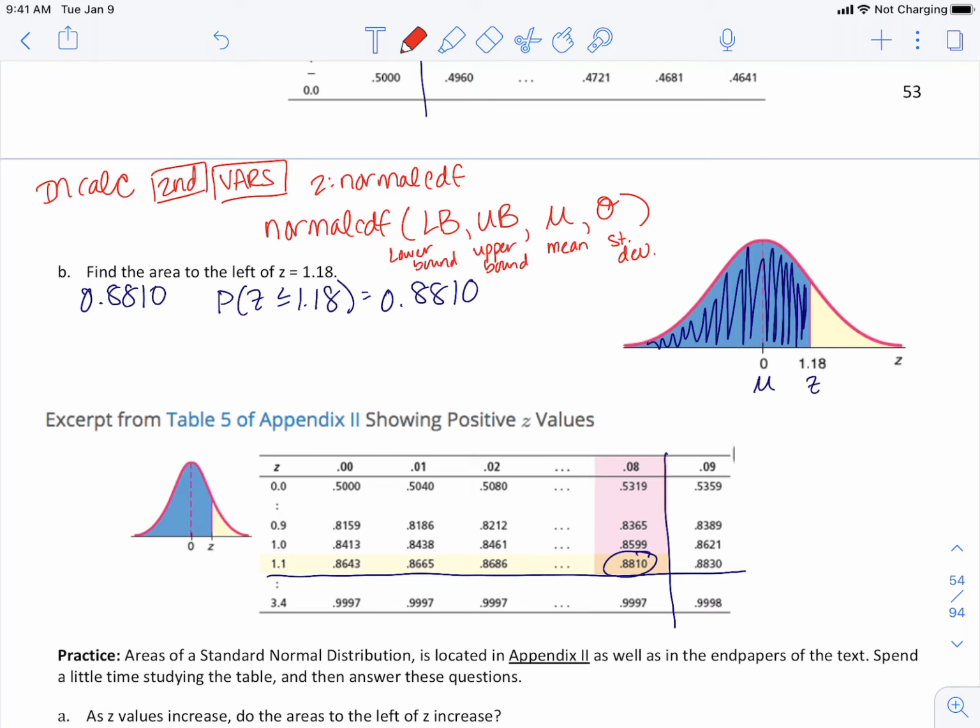So in this case, when we're doing this in the calculator, you would enter normal CDF. Our lower bound, we see this goes to the left forever, right? So I'm just going to pick an arbitrary, really low number. I'm going to say negative 10,000. That's what I like to choose. Then our upper bound is 1.18. We're going to use the z value. Our mean is 0. Our standard deviation is 1.